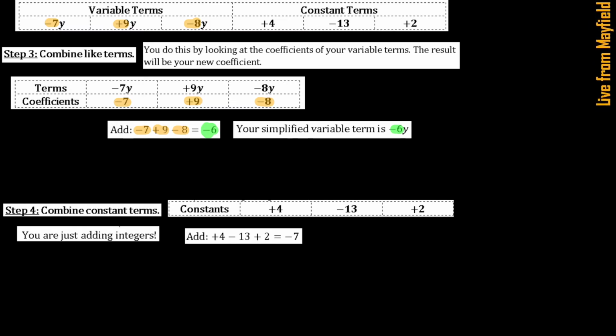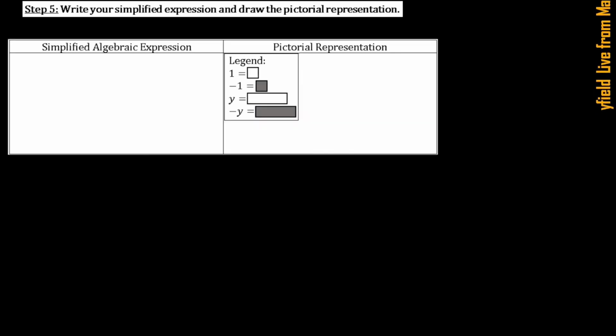Well, our simplified expression is going to be the following. All you have to do is write what you have below. So we simplified and we had negative 6y minus 7. Very straightforward. That's half of that SOL item, just simplifying those algebraic expressions, which we just did.